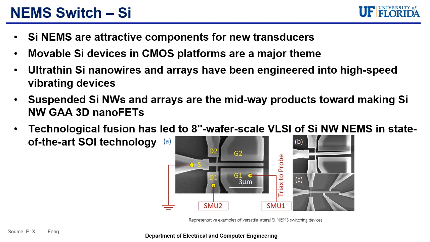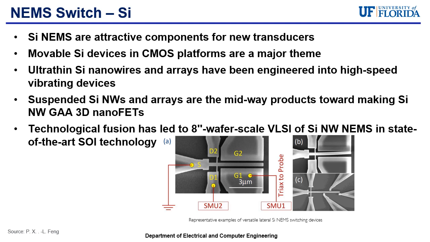Furthermore, suspended silicon nanowires and arrays serve as vital intermediates in the journey towards creating silicon NWGAA 3D nanofets. These suspended structures provide enhanced control over the electrical properties of the devices, leading to improved performance and scalability. The impact of these nanofets can be seen in advanced logic circuits and memory technologies, promising exciting possibilities for the future.